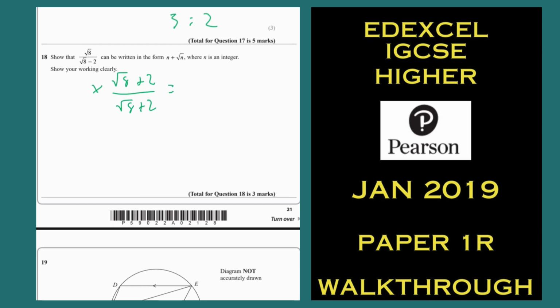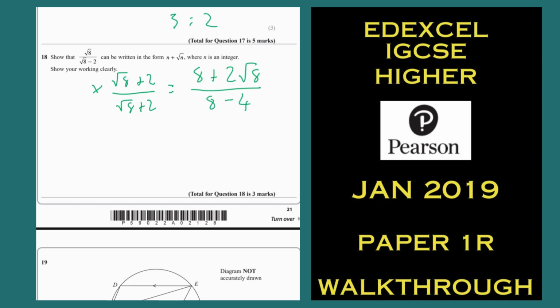So top times top, root 8 times root 8 gives me 8. And it gives me 2√8. As I say, I'll transfer that into root 2 form in a sec. On the bottom, you only do root 8 times root 8 and 2 times negative 2, because don't forget, the rest cancels, the negative 2 root 8 and positive 2 root 8.